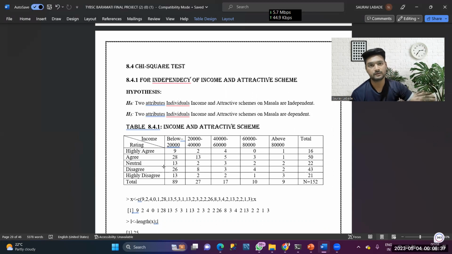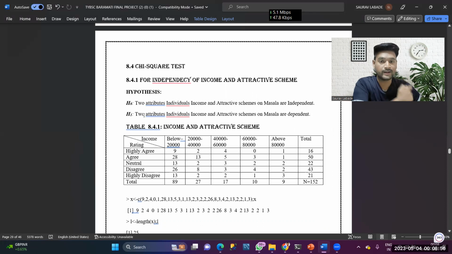When we use the chi-square test, I have to check the dependency, whether the two attributes are dependent or not. When I have to check whether two attributes are dependent or not, then I use the chi-square test. Now here I am considering two attributes. What are the two attributes? The first is the individual income and the second is the attractive schemes on the masala.